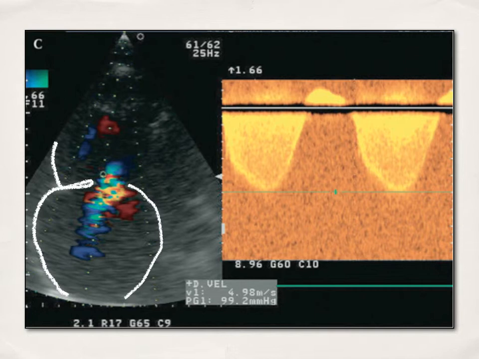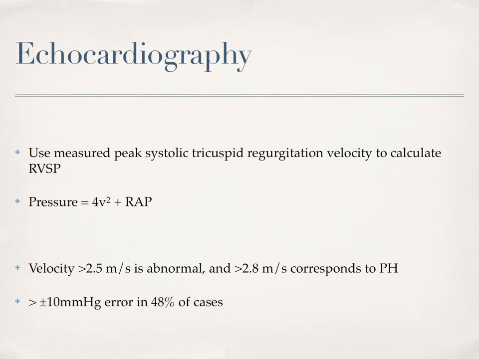So from the velocity of this regurgitant jet, we're able to calculate the right ventricular systolic pressure. Remember that before we were talking about the definition being in terms of the mean pulmonary pressure and using right heart catheterisation, but when people are doing an echo, they can get an estimate of the right ventricular systolic pressure using this simplified equation: 4 times the velocity squared plus the right atrial pressure, particularly if we know what the CVP or the right atrial pressure is. A velocity of more than 2.5 metres per second is abnormal, and more than 2.8 metres per second corresponds to pulmonary hypertension. Like I said, the last one there showed 4 point something.